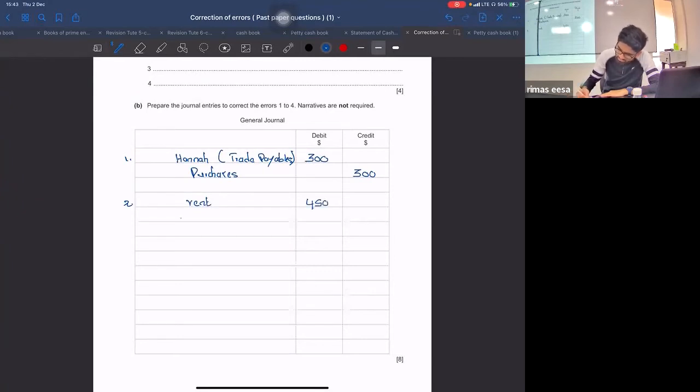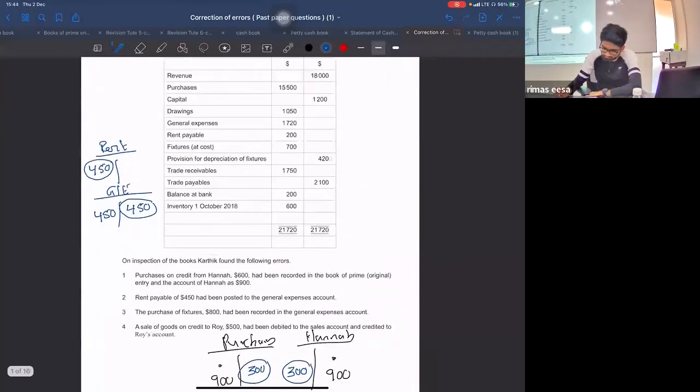450. The general expenses account should be credited with 450. Okay, the rent account has to be debited, and the general expenses account has to be credited. Right. Error number 2 is done. Now we are going to look at error number 3. Shall we have a look?